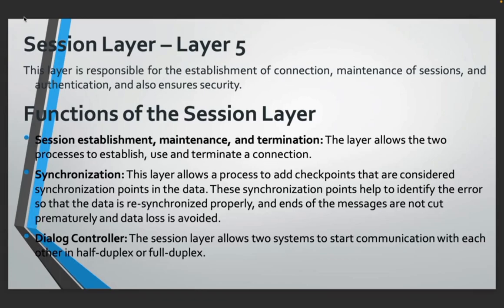Synchronization. This layer allows a process to add checkpoints that are considered as synchronization points in the data. These synchronization points help to identify the error so that the data is re-synchronized properly, and ends of the messages are not cut prematurely and data loss is avoided. Dialog control. The session layer allows two systems to start communication with each other in half duplex or full duplex.